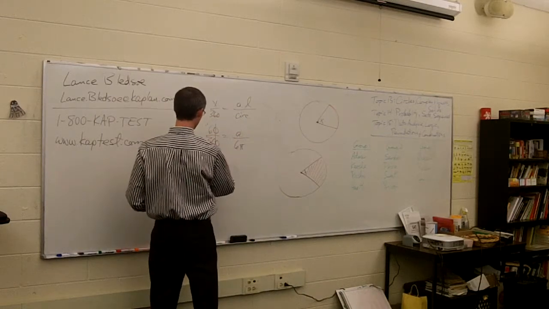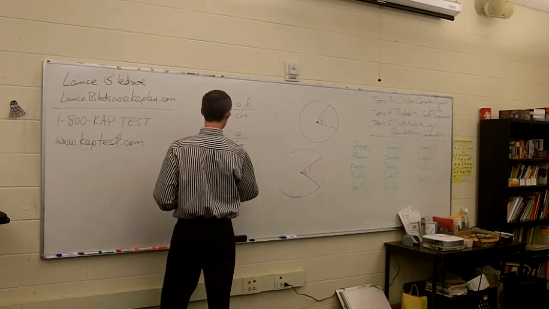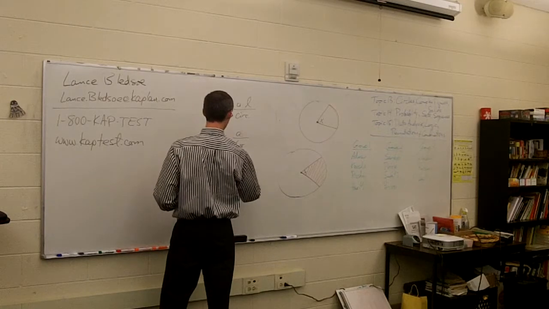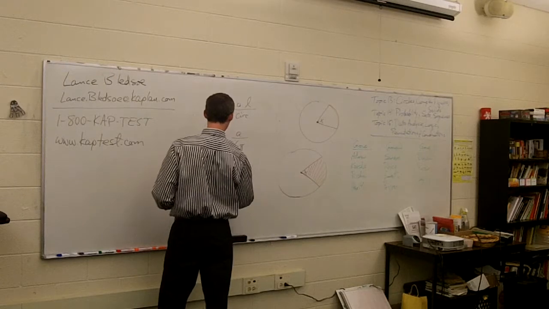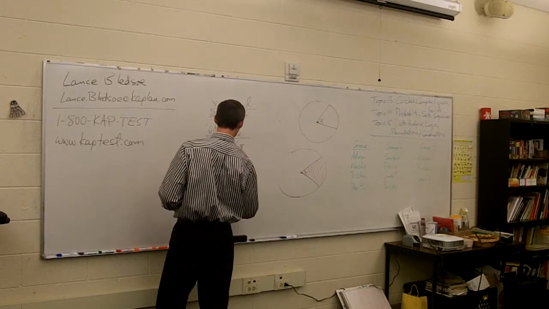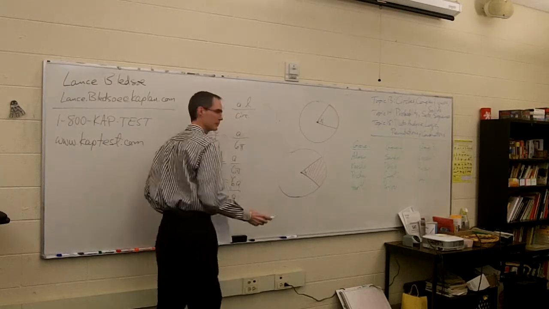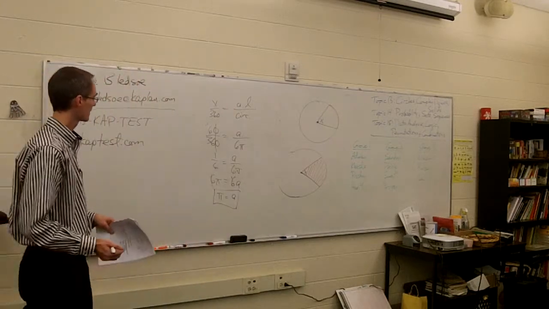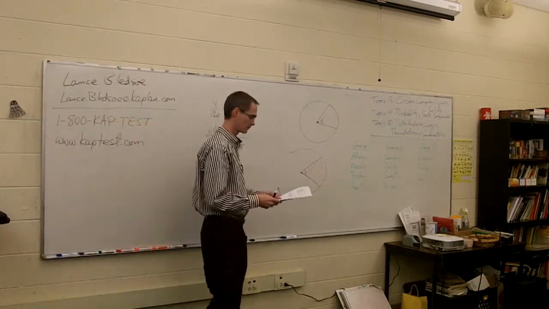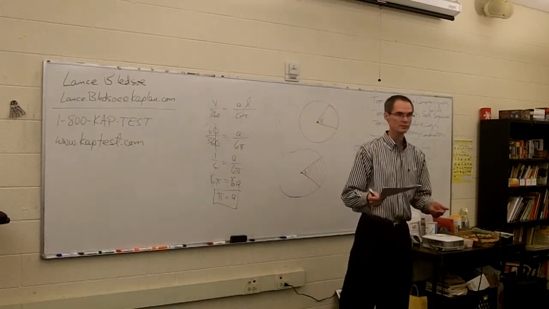We reduce this and call this 1/6. 1/6 is arc length over 6 pi. If I cross multiply, 6 pi equals 6 times A. And A, my arc length, is equal to pi. Questions on this one?